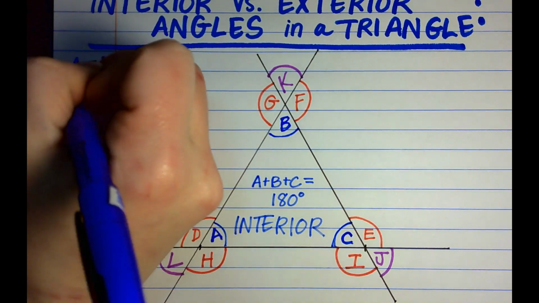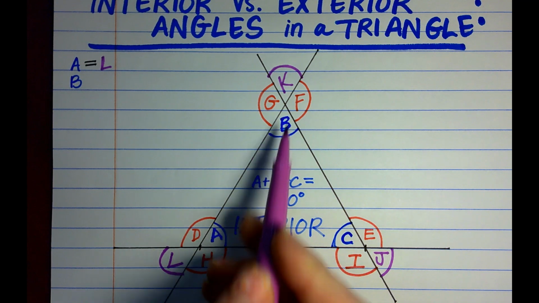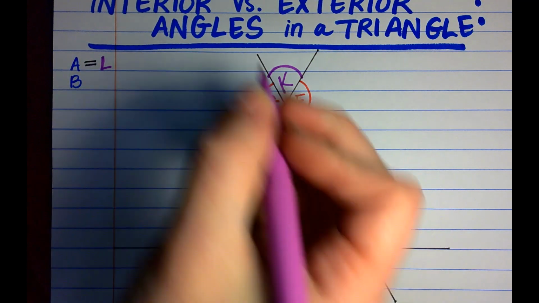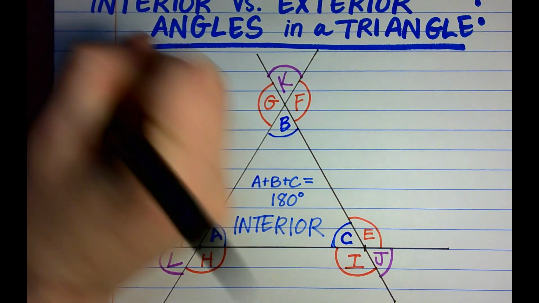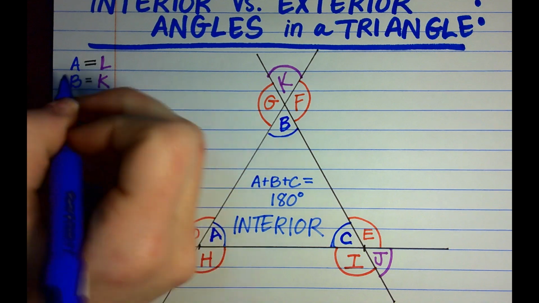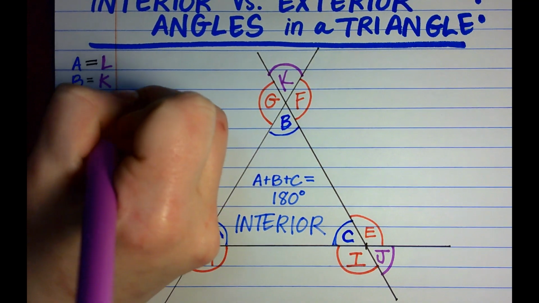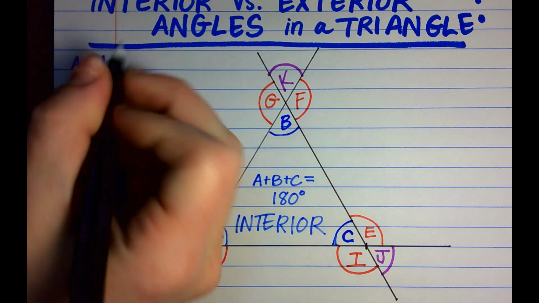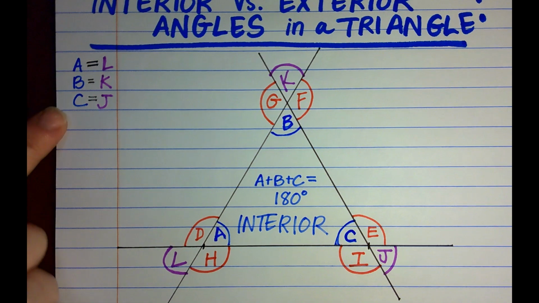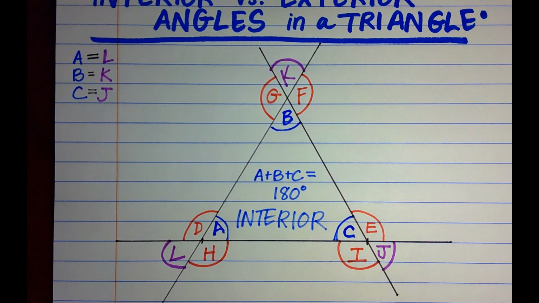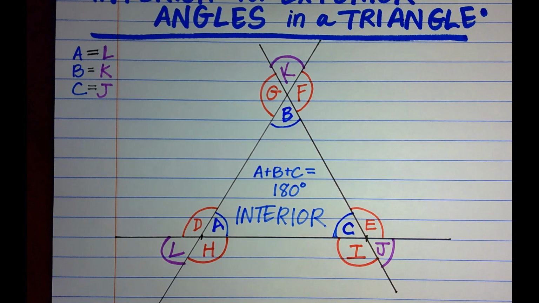How about B? What is it equal to? J. B is equal to which one? I heard K. B equals K, because they're vertical. How about C? What is it equal to? J. Right, good, because they're vertical. Perfect. So we have 3 sets of vertical angles using our interior and the vertical exterior angles.